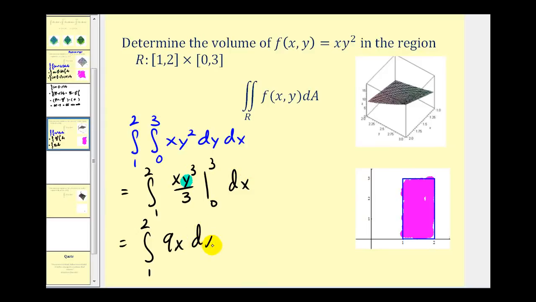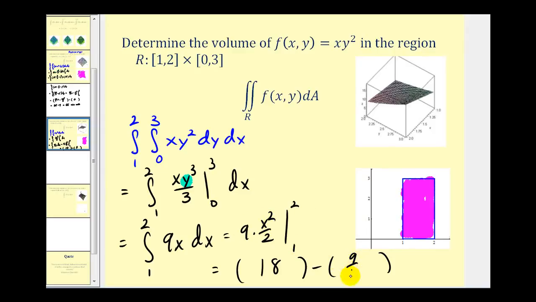So now we integrate with respect to x. That'll give us 9 times x squared over 2. So when x is 2, we're going to have 4 divided by 2. That's 2 times 9, that's 18. And then when x is 1, we'll have 9 times 1 half, or 9 halves. Well, 18 minus 9 halves, that'd be 36 halves minus 9 halves. That'll give us 27 halves.